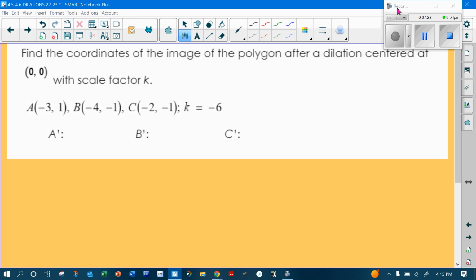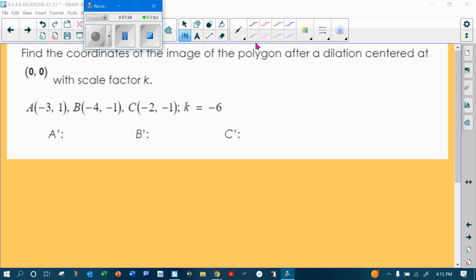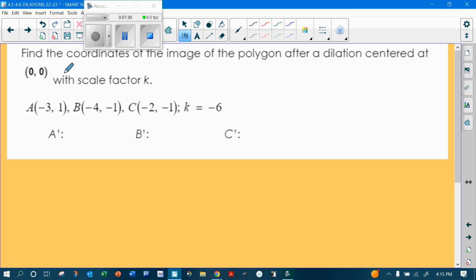All right, this one says, let me move this out of the way, it says to find the coordinates of the image of the polygon after a dilation centered at the center. So this is our center with a scale factor K. Actually, we'll call this Q, so my center is Q. So all you're going to do is multiply every one of your numbers by this negative 6. So you're going to multiply by negative 6, times, times, times, times, times, and times.